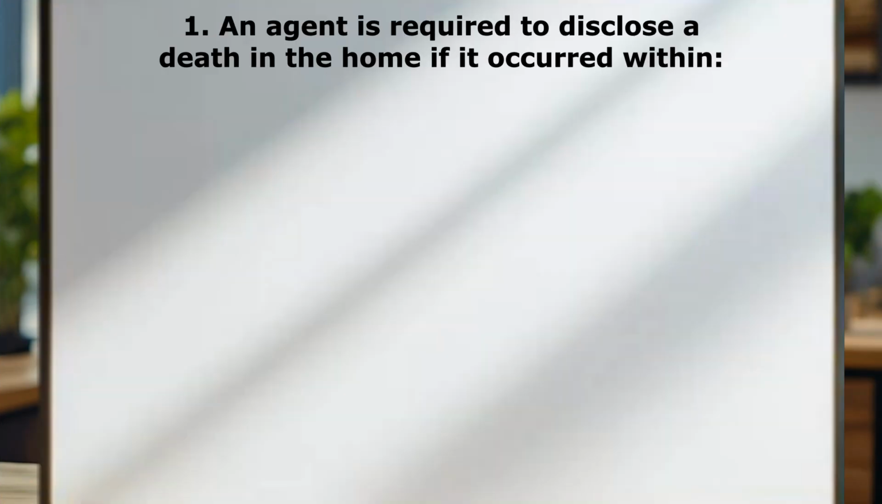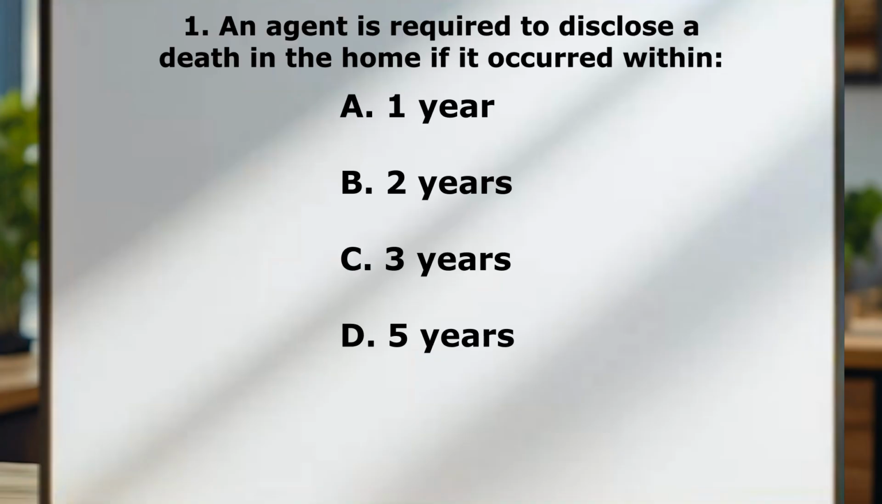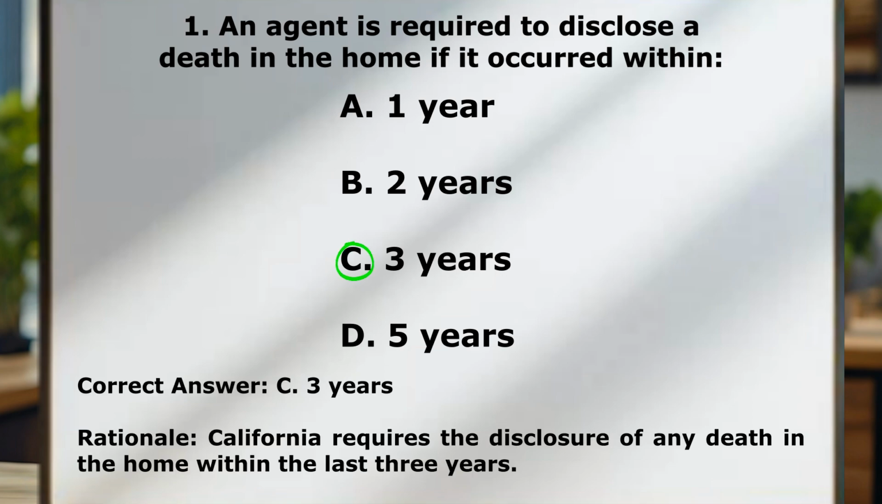An agent is required to disclose a death in the home if it occurred within A, 1 year, B, 2 years, C, 3 years, D, 5 years. Correct answer, C, 3 years. This one you probably will see in your real estate career. A lot of the times you will see death disclosures on properties.